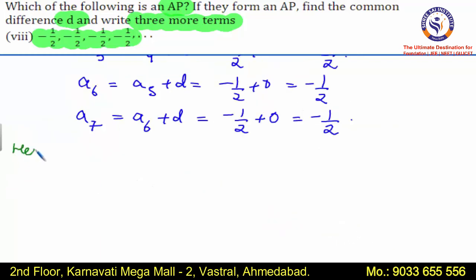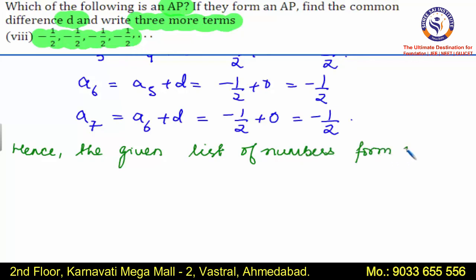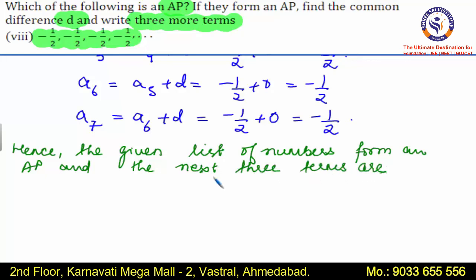Hence, the given list of numbers form an AP and the next three terms are minus half, minus half and minus half. So this completes the solution.